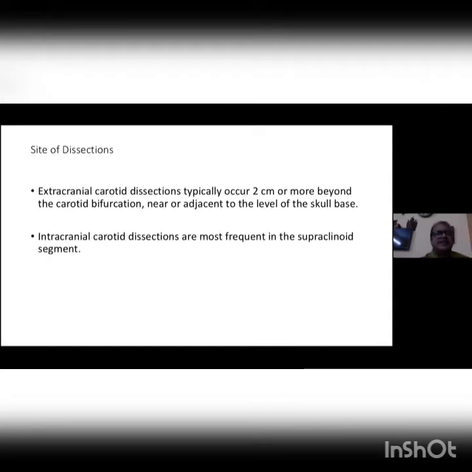If you take the site of dissections, extracranial carotid dissection typically occurs 2 centimeters or more beyond the carotid bifurcation, near or adjacent to the level of the skull base. So that's a common site of extracranial carotid dissection. Intracranial carotid dissections are more frequent in the supraclinoid segment of the blood vessel.